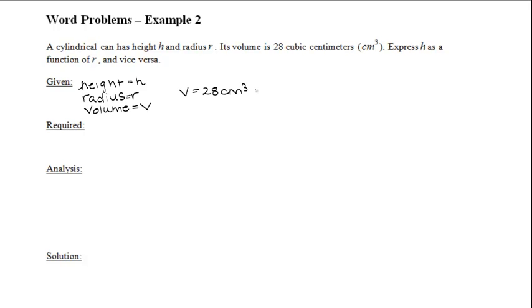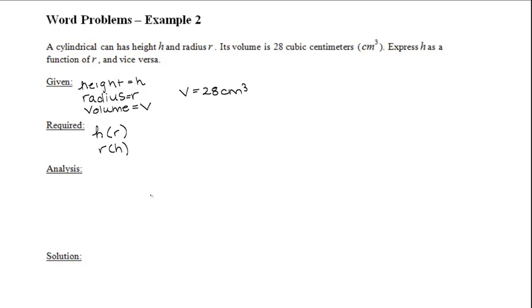So here it says express h as a function of r and vice versa. So what it's saying to do is express h as a function of r, and when it says vice versa, that means do the same for opposite roles. So we're going to express r as a function of h. So now we can move on to the analysis.